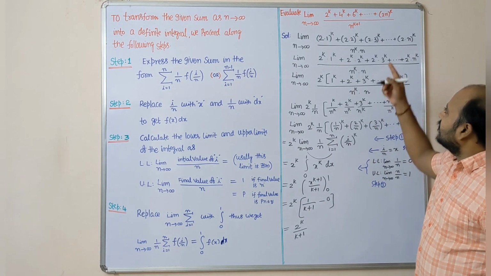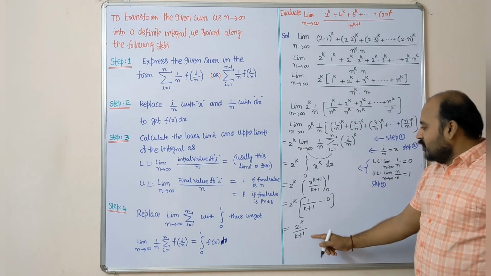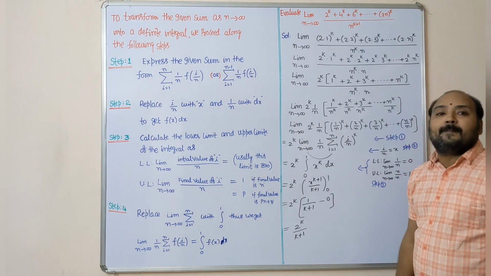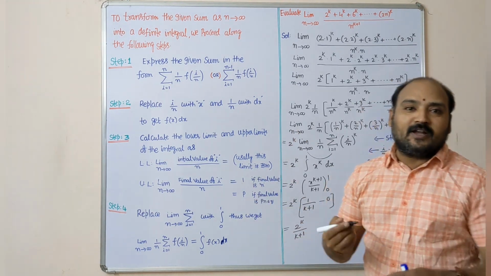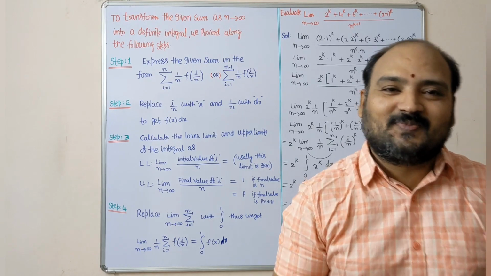I hope everyone understands, dear students. The value of this one is 2 power k by k plus 1. I will take different examples. I will discuss now.